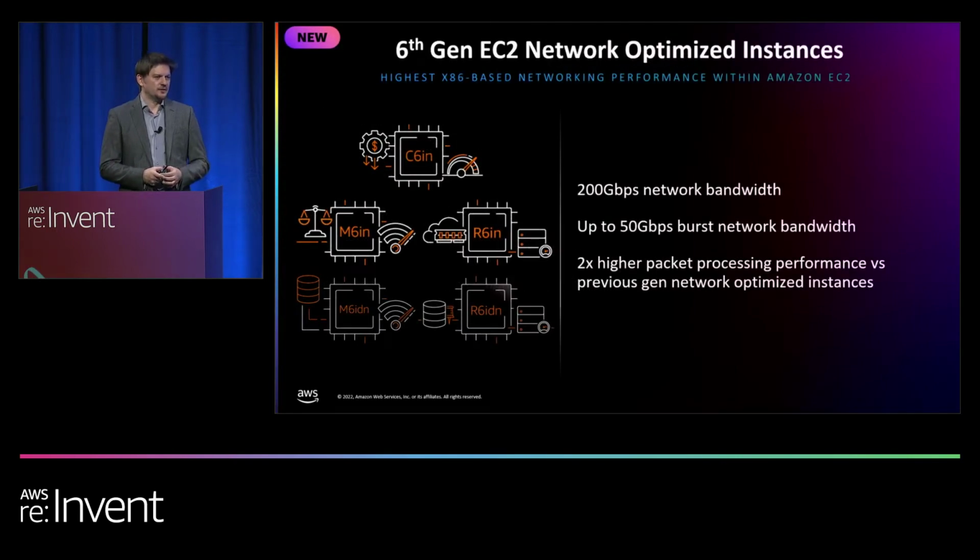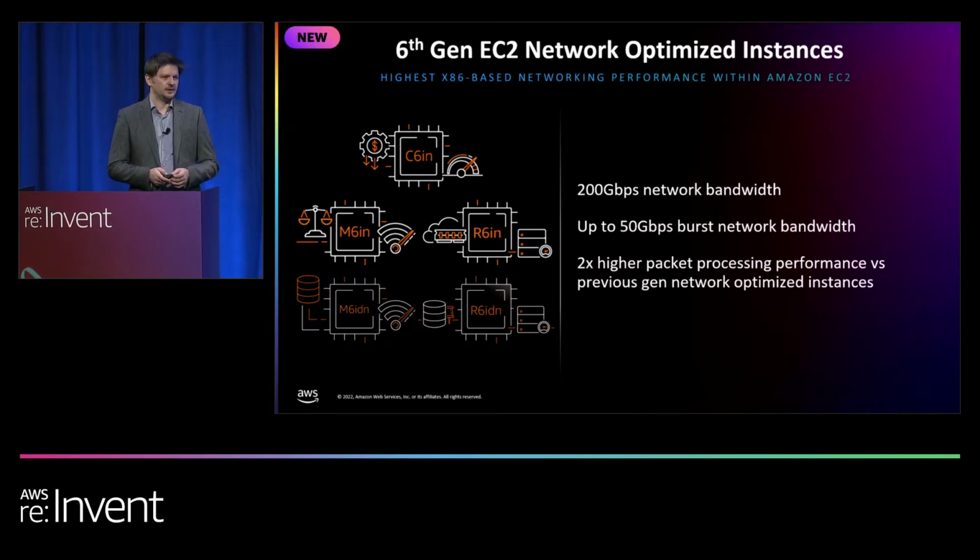Introducing the 6th generation of EC2 network-optimized instances. They were announced earlier this week, and they're generally available today in several regions, so we're looking forward for customers to try them out, give us feedback. We launched C, M, R variants, so all 3 memory to vCPU ratios. These instances offer up to 200 gigabits network bandwidth so customers can accelerate how fast they read data from Amazon S3, for example.